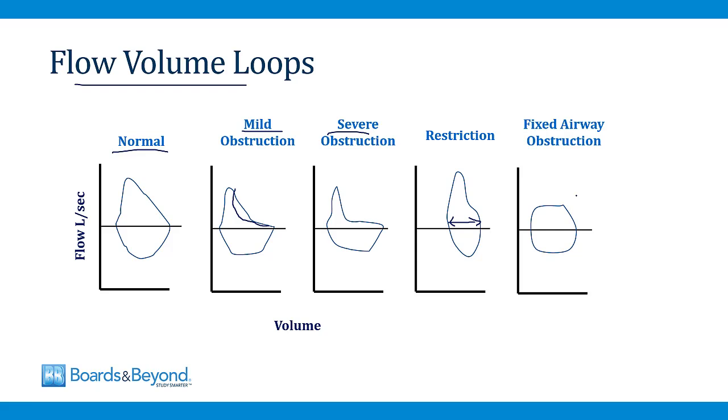For completeness' sake, I'll show you a final important flow volume loop that's high yield for your boards. This is what a fixed airway obstruction looks like. Basically, it's almost like a square here, and that's because there's some obstruction not allowing the airflow to get up into this portion here. This is what you can get when you have a mass obstructing the bronchi or the trachea.